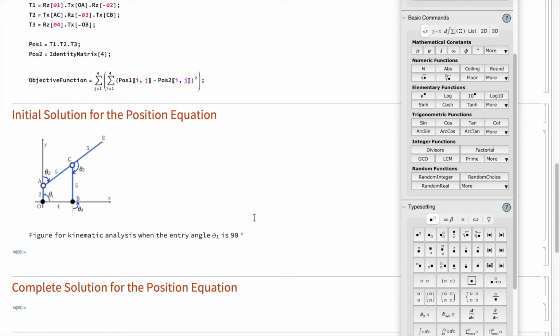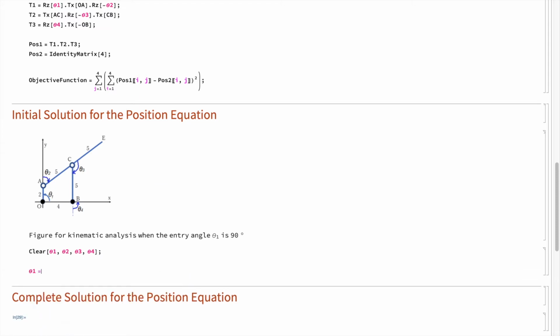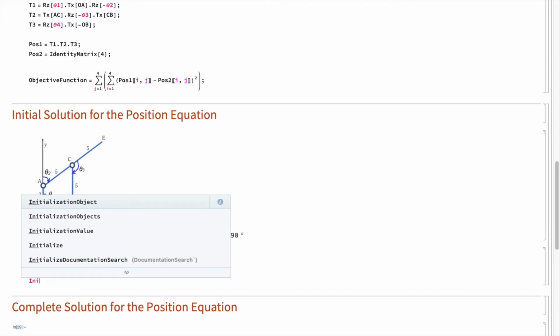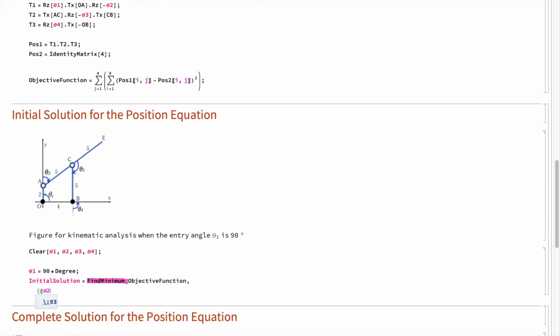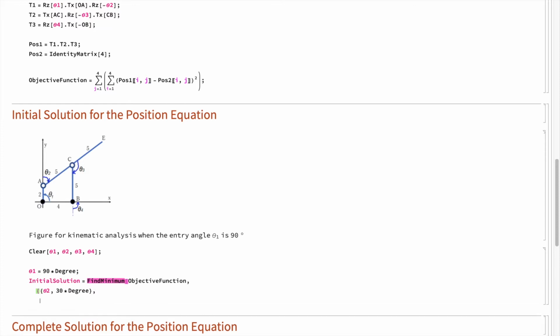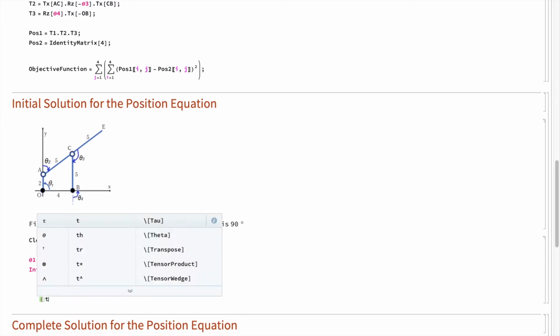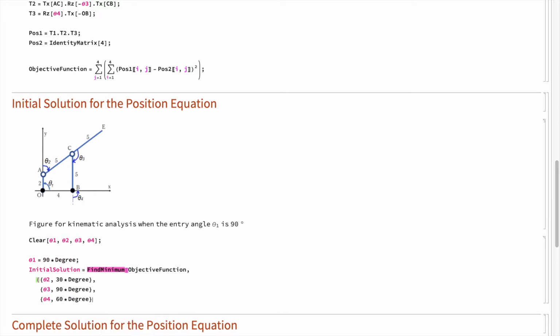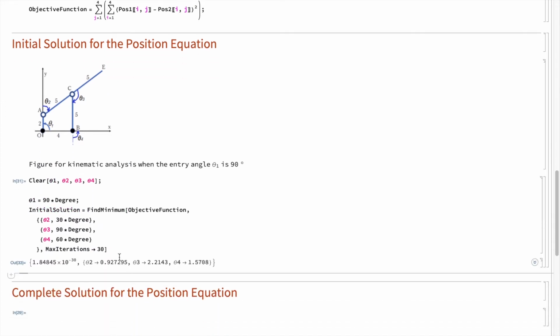Next, to find all the positions of the joints and the angles of the links in reference with the horizontal axis, we need to find an initial solution for a specific entry angle. In this case, the entry angle will be 90 degrees. Initial solution represents the second part of the solution method developed by Dr. Francisco Cuenca. Next, from the figure above, it can be seen that theta 2 should be greater than 30 degrees, theta 3 should be greater than 90 degrees, and theta 4 should be greater than 60 degrees.